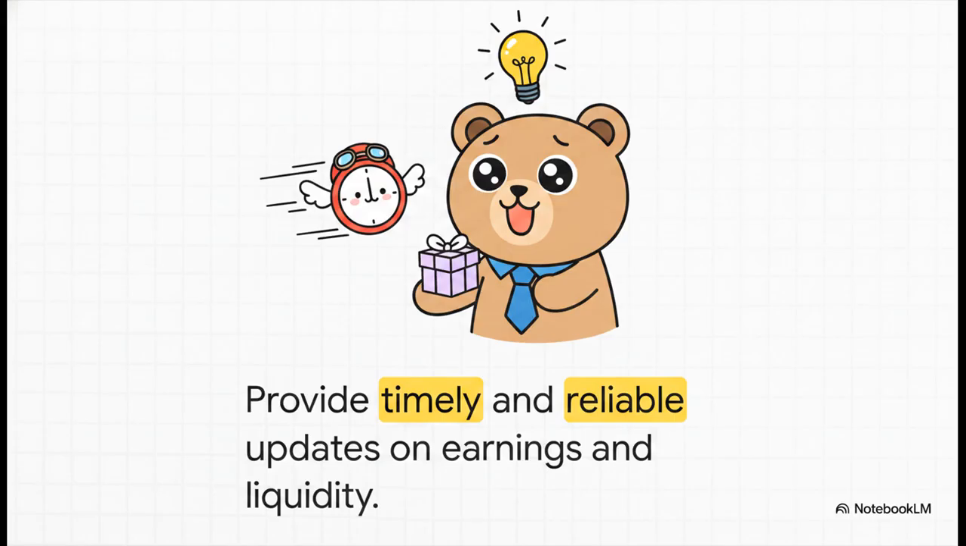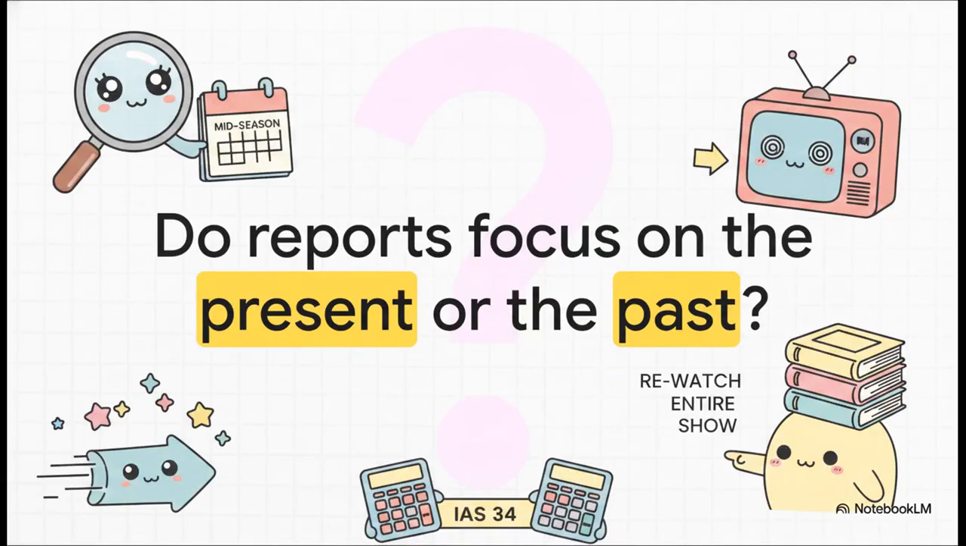It's about giving your investors and creditors the timely, highly reliable updates they need. They want to judge your entity's capacity to generate earnings, manage cash flows, and maintain liquidity. And they want to do it without getting totally lost in the weeds of unnecessary, duplicated details. So, as you prepare to analyze or draft your next condensed report, ask yourself this. Are you providing a sharp, highly focused mid-season recap that highlights exactly what has changed? Or are you inadvertently forcing your audience to sit down and rewatch the entire show from the beginning? If you leverage IAS 34 properly, you're going to deliver maximum clarity with maximum efficiency.